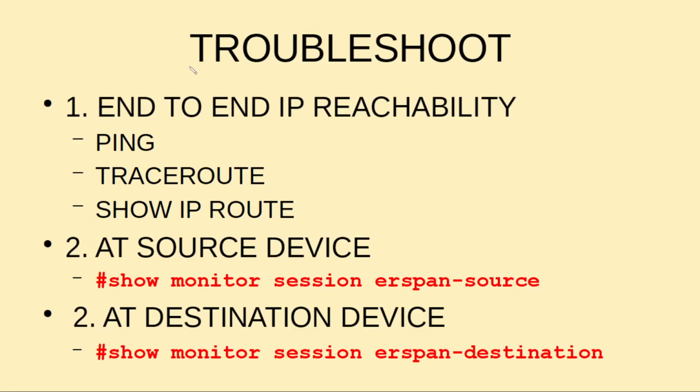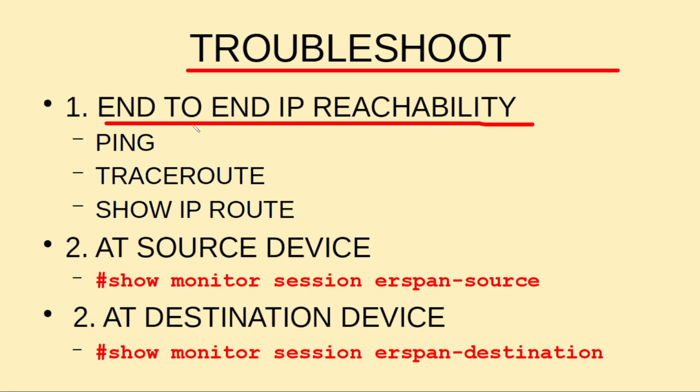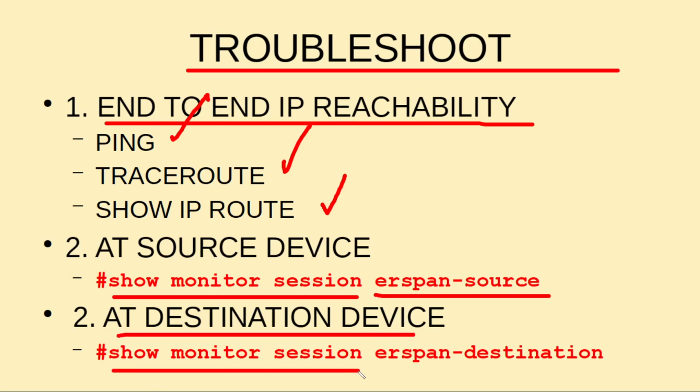Now let's talk a little bit about troubleshooting. Remember that this feature makes use of your layer 3 network, so you have to make sure that your source device and your destination device have end-to-end reachability. You can use ping, traceroute, or show ip route. And then at your source device, you can issue this command, show monitor session erspan-source. And at your destination device, you can issue show monitor session erspan-destination.